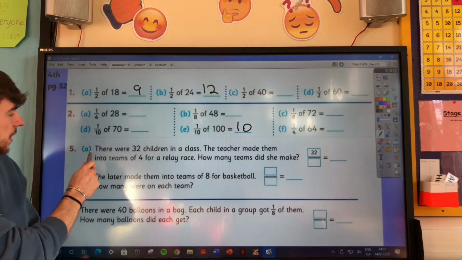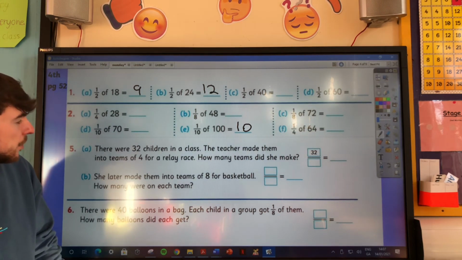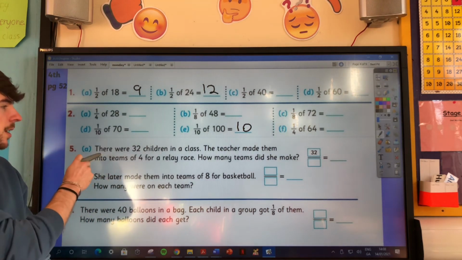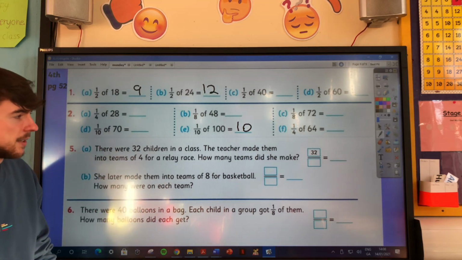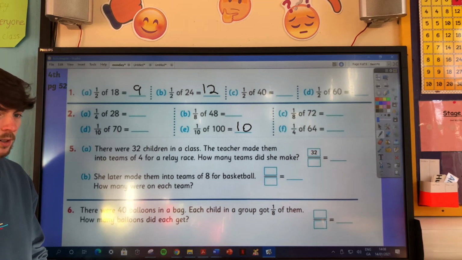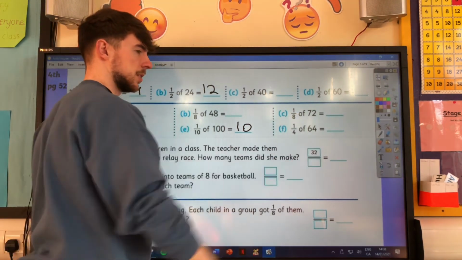Okay, question 5. There were 32 children in a class. The teacher made them into teams of 4 for a relay race. How many teams did she make? Okay, so there were 32 children in the class. Okay, she broke them up into teams of 4. So what we did was we put 32 on the top.